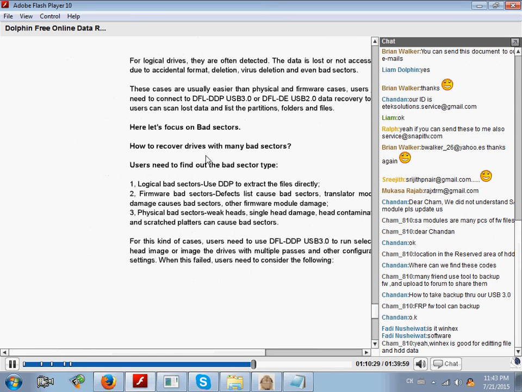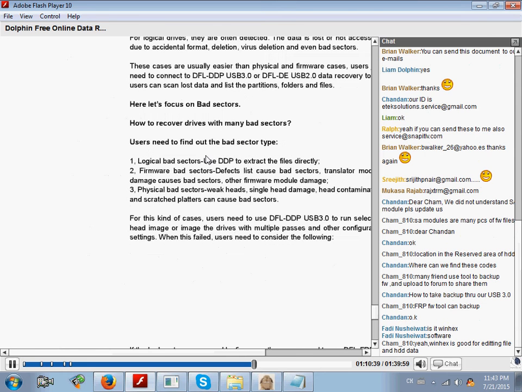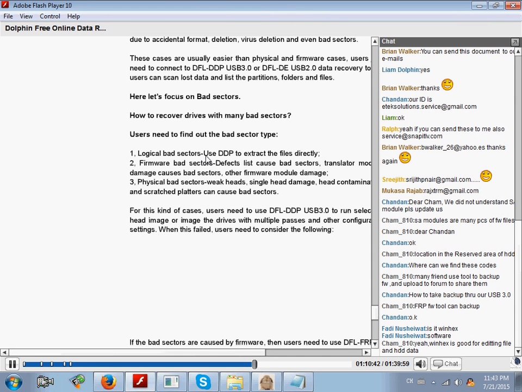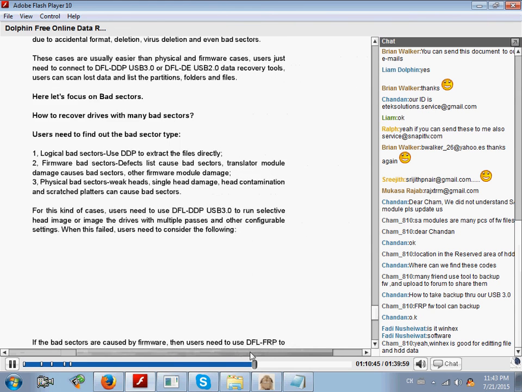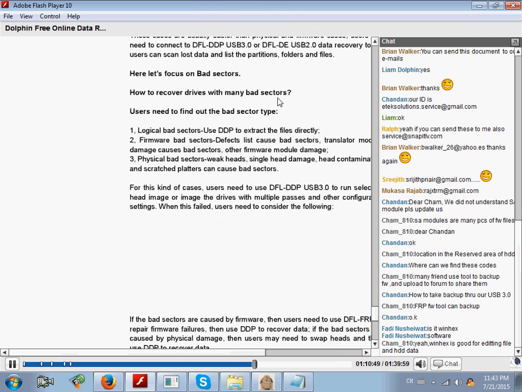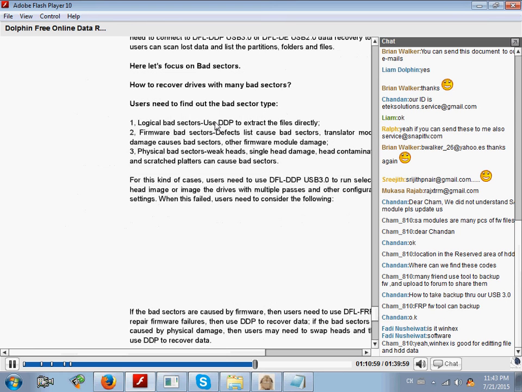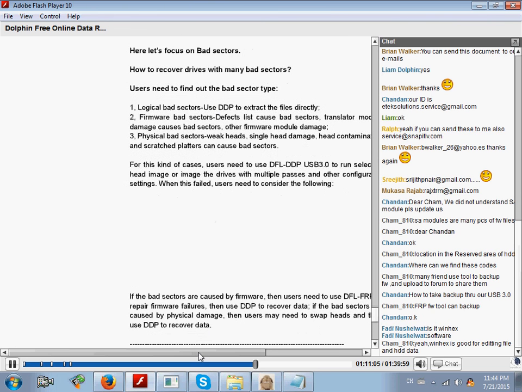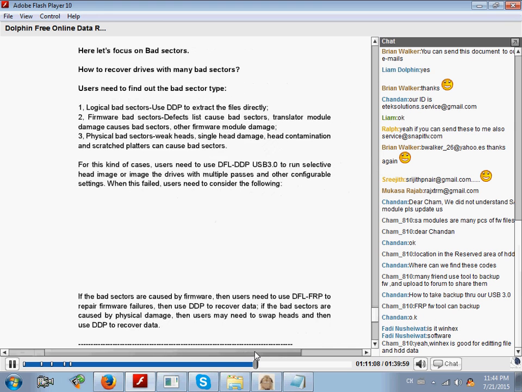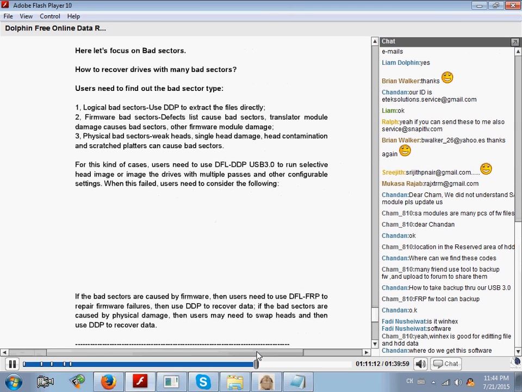Here, I want to explain to you about bad sectors because it's very, very common in our daily jobs. But one thing is very important: how to recover successfully drives with many bad sectors? Many people say, if my drives have a lot of bad sectors, can they be recovered? Some people told them yes, some no. Well, it's not that simple, because you must first find out what kind of bad sectors your hard drive has.